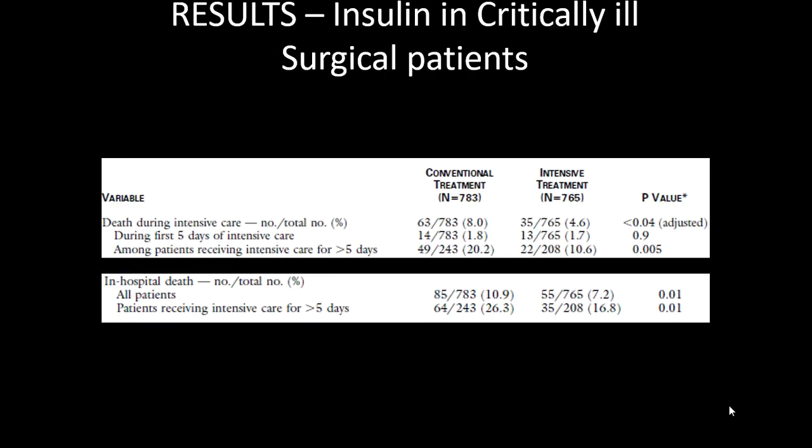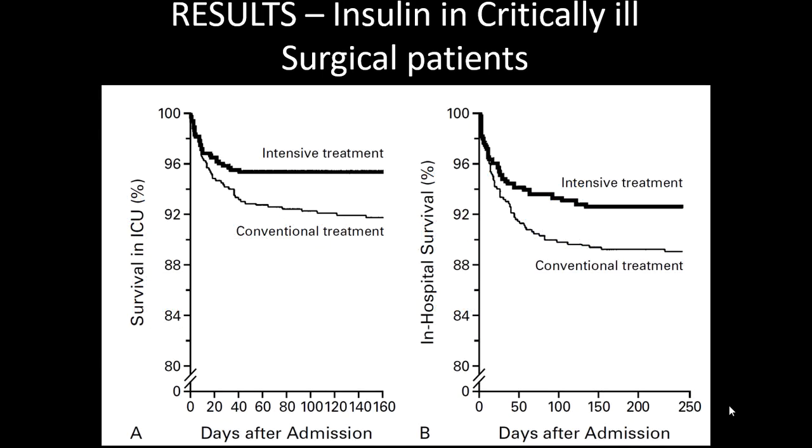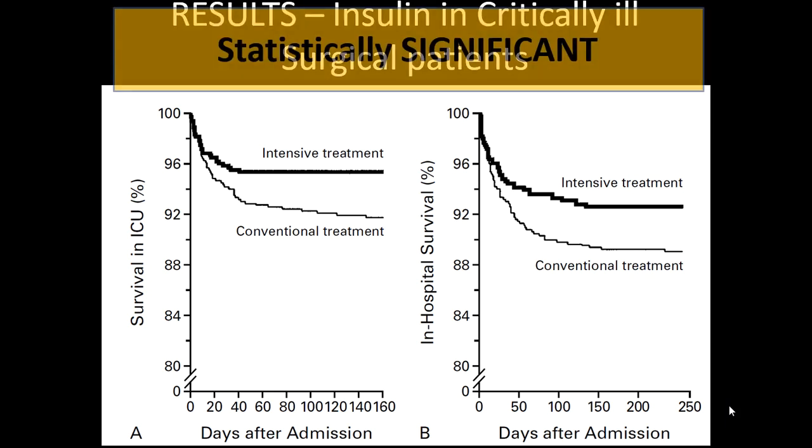So the Vandenberg trial found that the conventional therapy group had a higher incidence of mortality as compared to the intensive, but this was the only trial which found that. Whether in surgical patients or in other patients, they found that in surgical patients the intensive therapy group had a higher survival as compared to the conventional group.